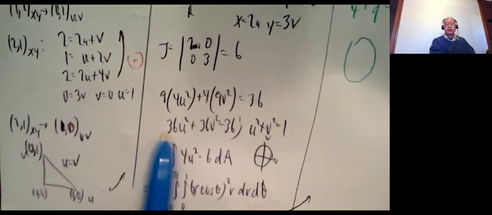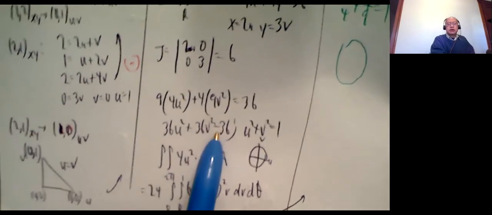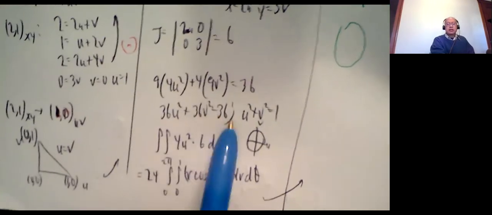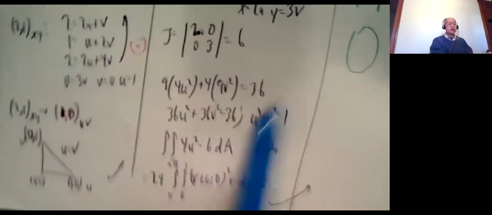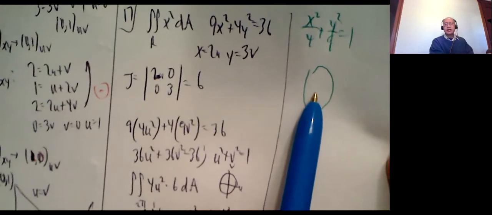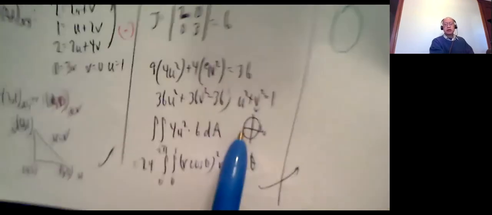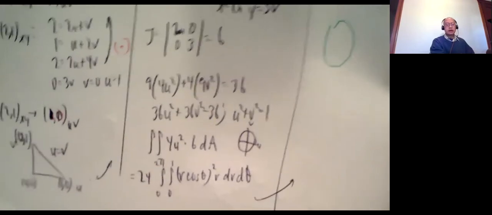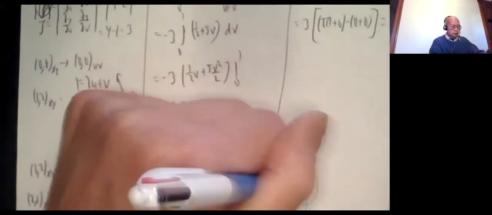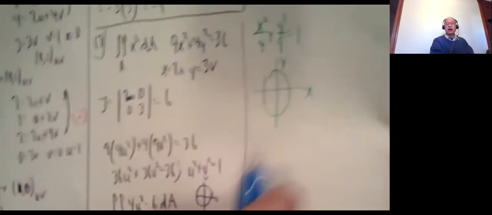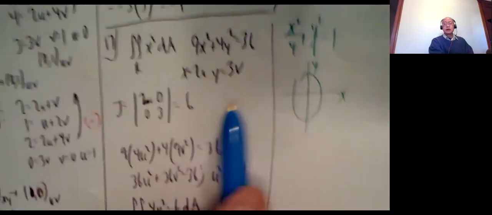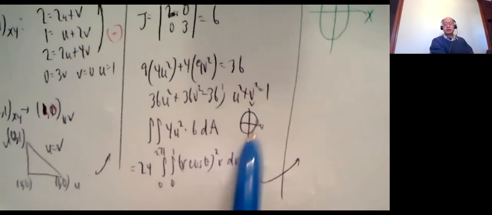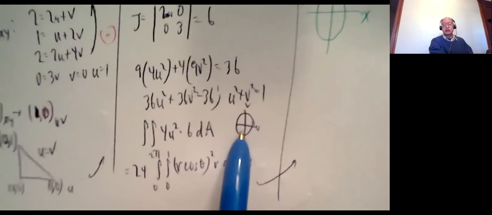And what do you know? 36u squared plus 36v squared equals 36. Divided by 36, u squared plus v squared equals 1. So by making use of this transformation, the ellipse in the xy plane becomes the unit circle in the uv plane. Okay, maybe I should just write this x, y, right? To integrate over the ellipse, no fun. By means of this transformation, the ellipse becomes a circular region, which is pretty easy to change using polar coordinates.